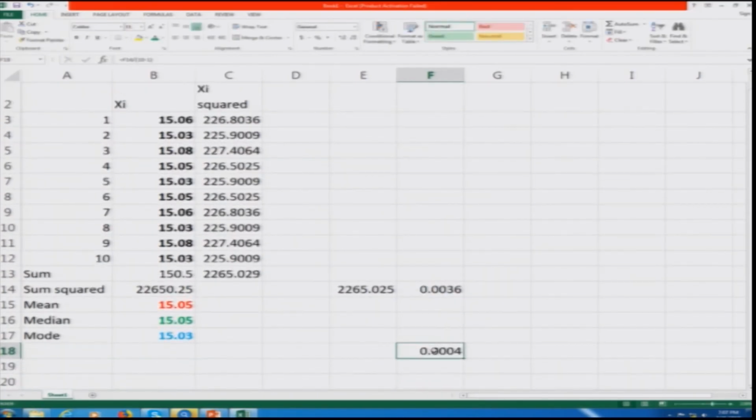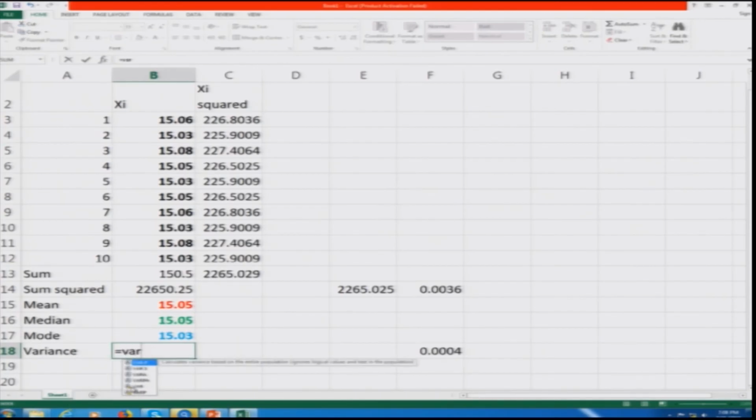This is my variance, 0.0004. What if I calculate the variance using a formula in Excel? I will just pick the variance of these values to cross check. Yes, the variance is the same. So, we calculated the variance using the given relation or formula, and we see that the variance is the same. You can just put the command equal to variance, and it will put the formula and calculate the variance.